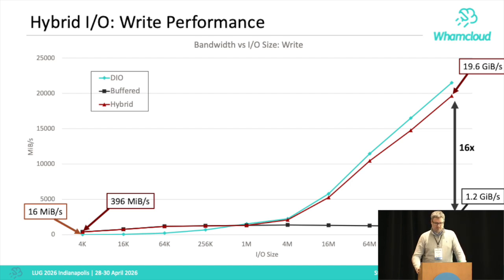Of course, because we have to align that buffer, we have a bounce buffer in the file system that we have to mem copy the user buffer into. This costs some amount of performance, so we don't exactly reach direct I/O performance, but it's still 16 times faster than buffered I/O. And this is just a single process writing to a file.